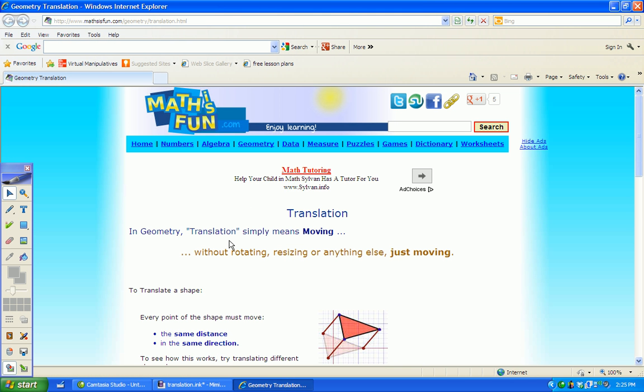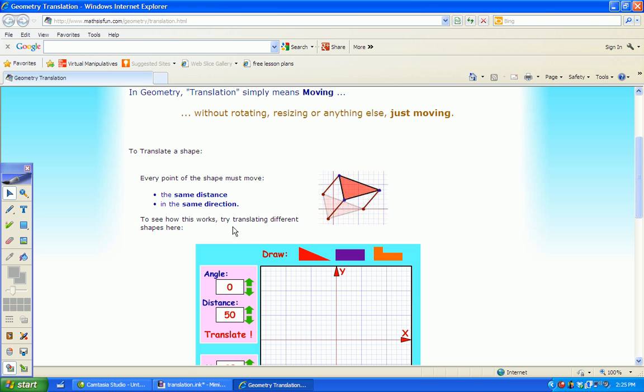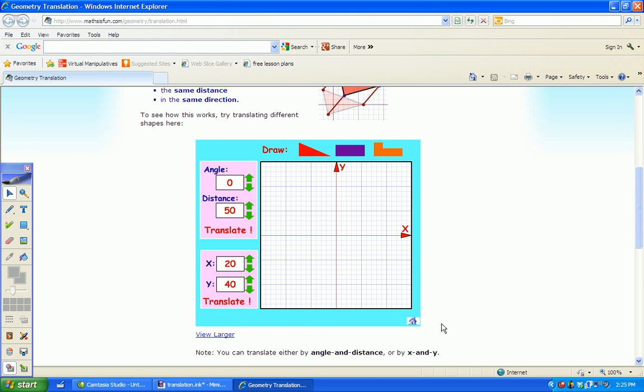Okay, translation in geometry just means it moves. We just said without rotating, resizing, it just moves. It doesn't flip anything. It's the exact same shape, just moved to a different location. Some notes to remember is that every point of the shape must move the same distance and in the same direction, which is what I talked to you about. And here we're going to look at how translation actually works.